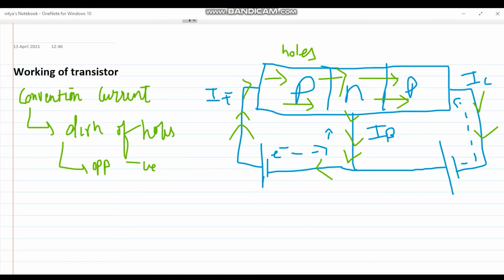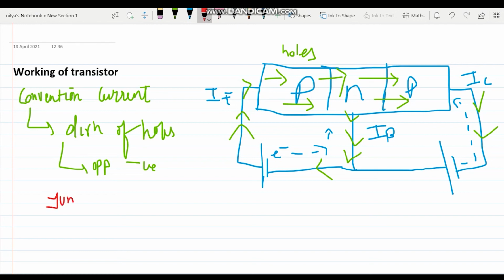Here, Kirchhoff's junction law suggests that IE is equal to IB plus IC. IE is equal to IB plus IC. This is Kirchhoff's junction law, which also applies in the NPN transistor.